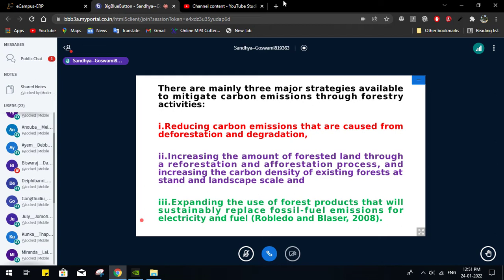Then if we do not want to degrade our forests, then there are mainly three major strategies that we can follow for mitigating carbon emissions through forestry activities.